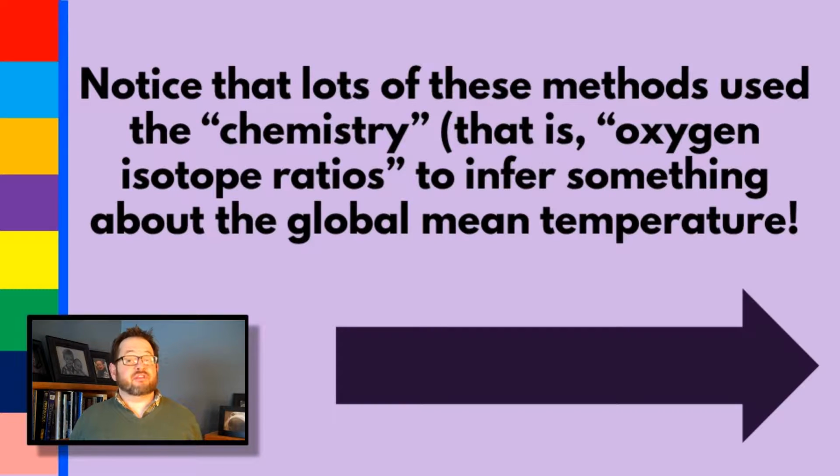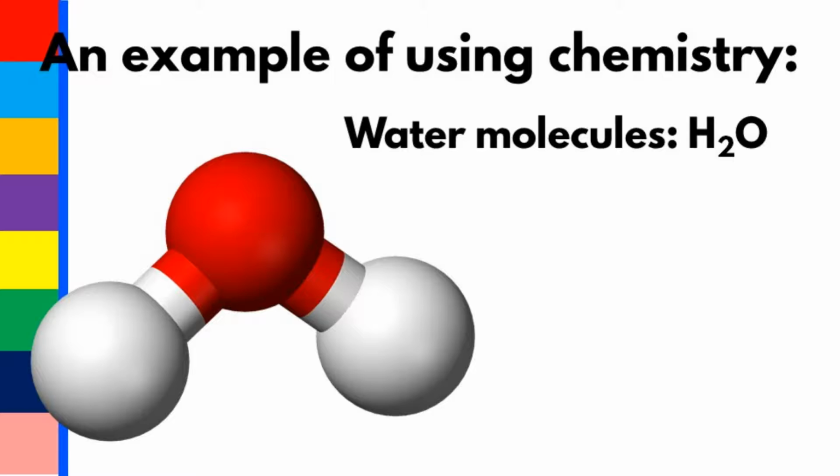Alright, welcome back. This is part 3 of our lecture about paleoclimate and what paleoclimate is telling us about climate change. Now, I've been talking about different methods, in particular with ice and corals, that are ways of using the chemistry, which is a bit of jargon to mean the ratios of different isotopes in the material, to infer something about global mean temperature. It's time to actually dive in and figure out what that means.